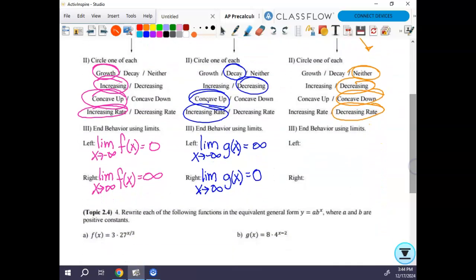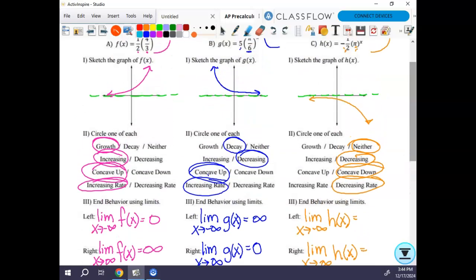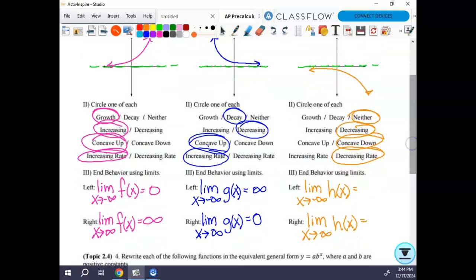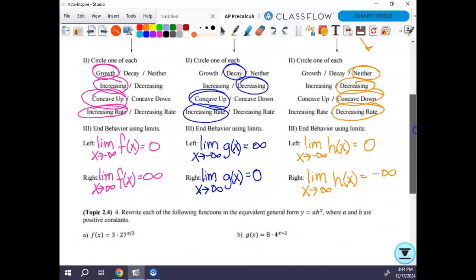This one's named h, so let's write this out. Limit as x approaches negative infinity, h of x. Limit as x approaches infinity, h of x. Okay, so as x approaches negative infinity, y is approaching 0, just from underneath this time. And then as x increases without bound, y is approaching negative infinity. Okay. All right.